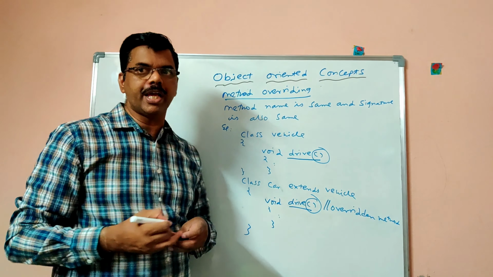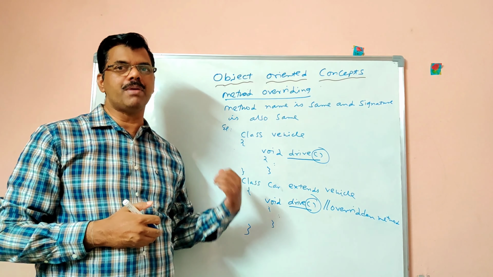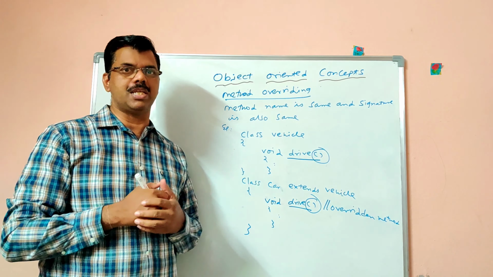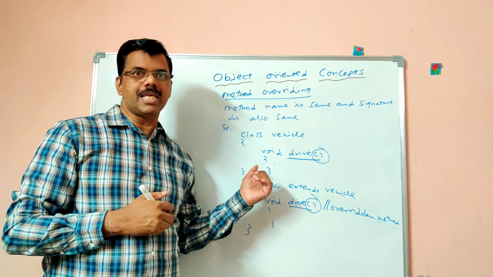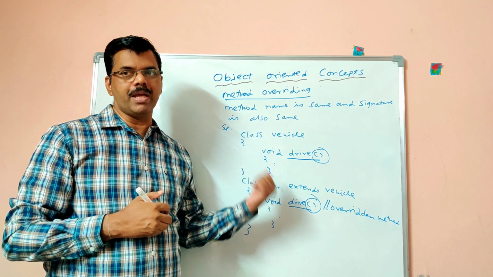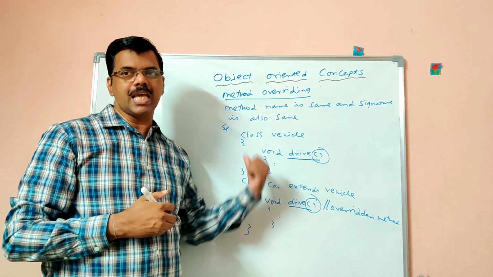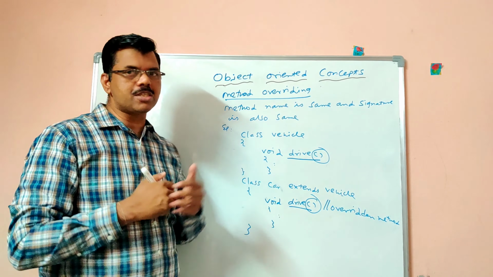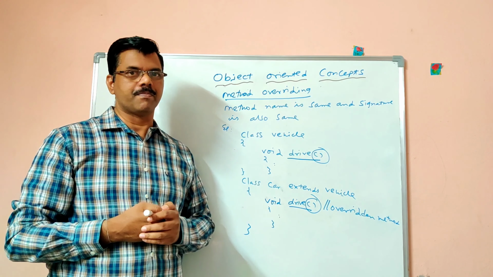So what is overloading? Overloading means the method name is same, but the number of arguments or type of arguments you pass is different. And in the case of overriding, method name is same and signature is also same. Whatever method we write in the base class, if you write the same method as it is with the same signature, then we call it overriding. And we'll look at polymorphism once again when we enter into Java technology.